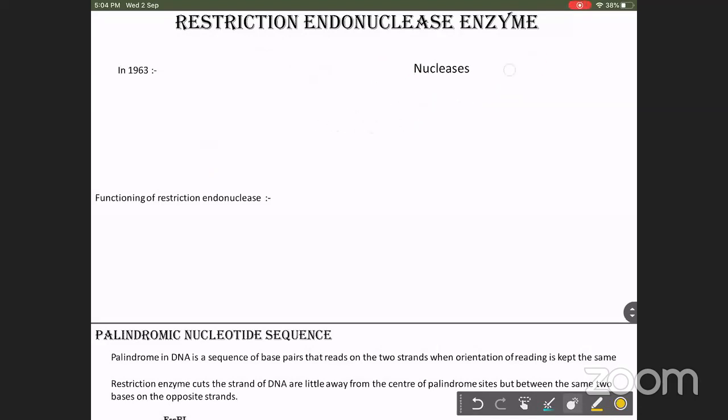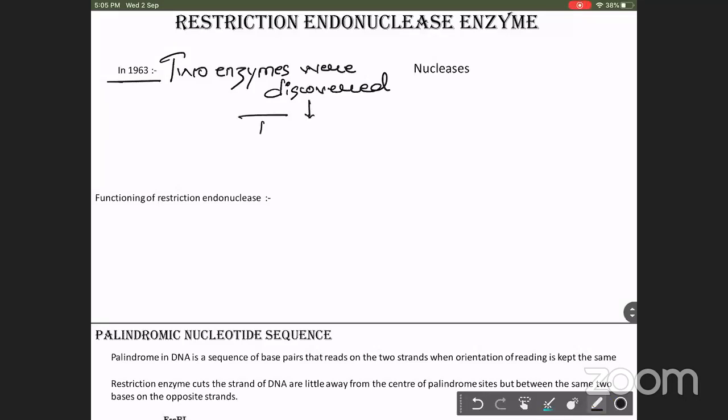Now we are going to start with how the restriction endonuclease enzyme came into existence. So in 1963, as written here. Now the question comes, what happened in 1963? In 1963, two enzymes were discovered, and these two enzymes were discovered from Escherichia coli, or you can say E. coli.